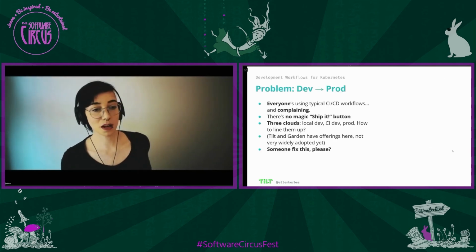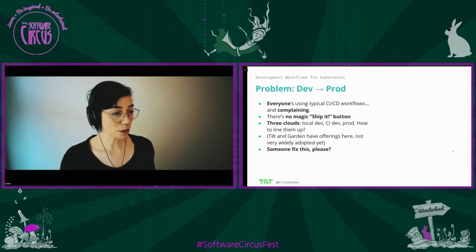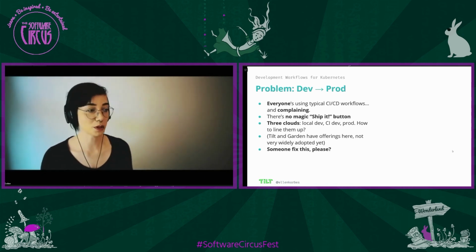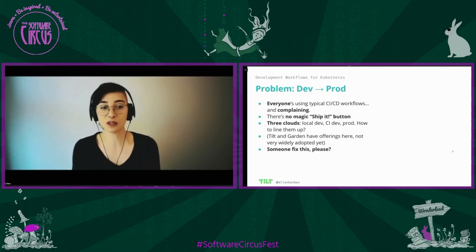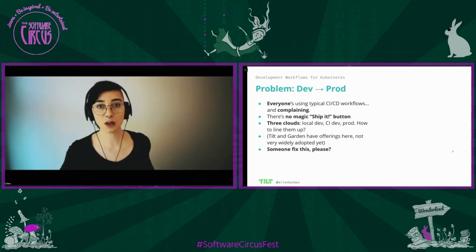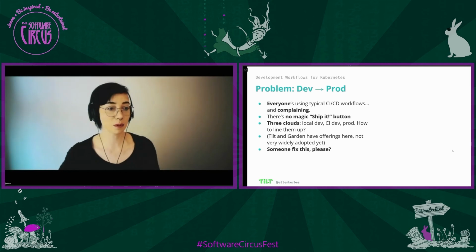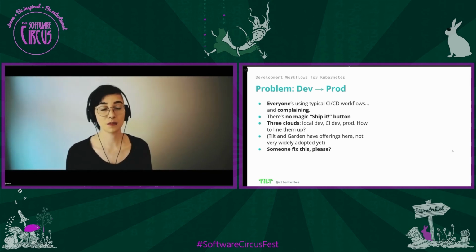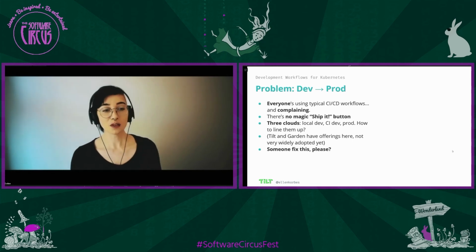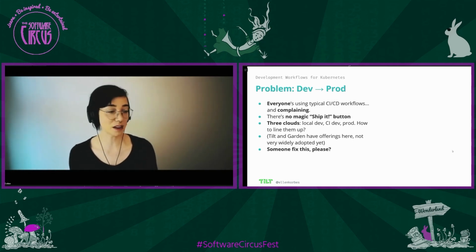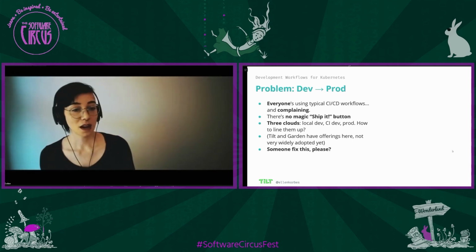And an area that I still think is a problem is getting stuff from development to production. Right now, everyone's using that default CI/CD workflow where you push a commit, it goes to CI, and then blah, blah, blah, and then it goes to CD. There is no magic ship it button. And from what I hear from talking to a ton of people, everyone's unhappy about this.